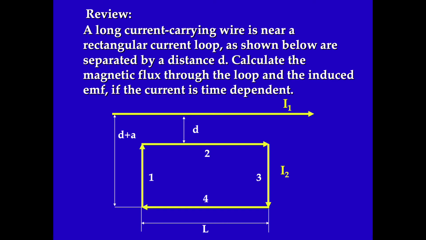Okay. So I want to do a couple of examples. Now, one of them is a long example. I just like doing it. Sometimes when you give a more detailed problem, hopefully it helps understand the concepts. But anyway, it's not this one. So I have a long current carrying wire near a rectangular loop. I want to calculate the magnetic flux through the loop and the induced EMF if the current's time dependent.